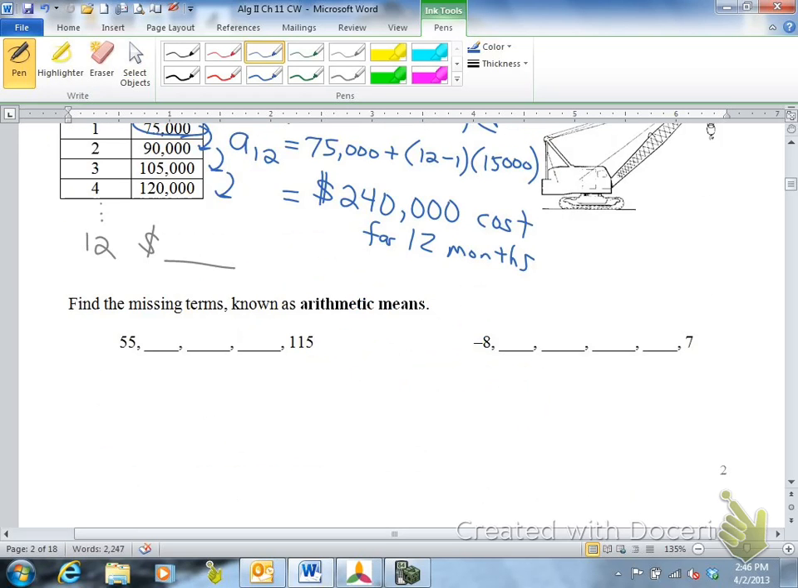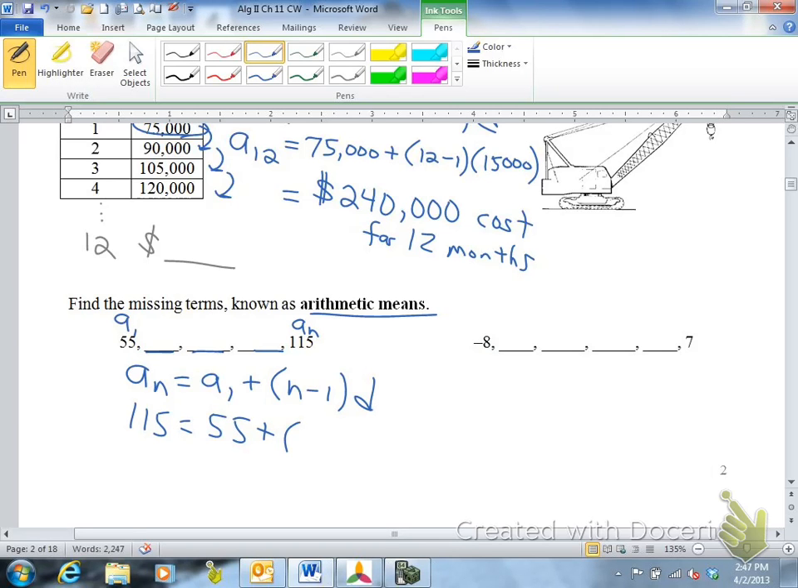Arithmetic means are missing terms. So there are 3 arithmetic means for the first one that are missing. Now you could do guess and check and figure out what the missing terms are. You could also use the formula that we've been using, a sub n equals a sub 1 plus n minus 1 times d. And then you don't really have to guess, you just have to figure out what numbers go where. The a sub n is the last term, so that's this one. A sub n is 115. A sub 1 is the first term, which is 55.